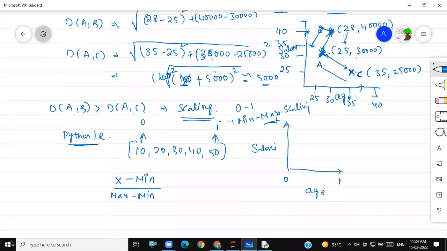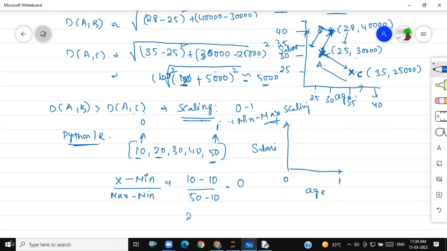You take any range of data, even if it is between 10 to 50, or from 10 to 50 lakhs, the maximal value will drop to 1, whereas the minimal value drops to 0. If you want, you can check it out. Minimal is 10, maximum is 50. So it will become like this: 10 minus 10 divided by 50 minus 10, which is going to become 0.